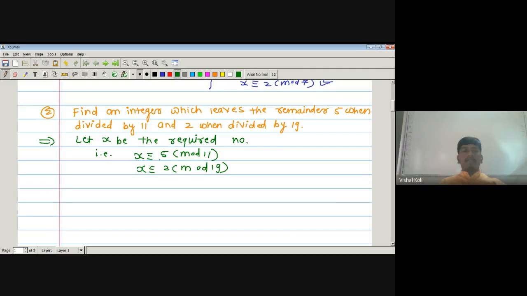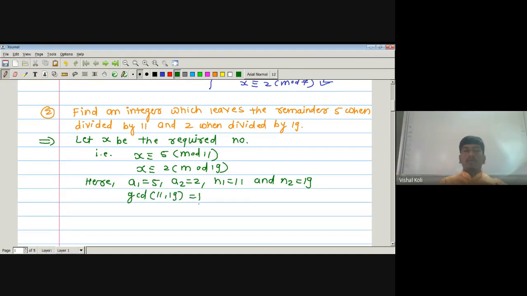Here a1 is 5, a2 is 2, n1 is 11 and n2 is 19, and GCD of n1 and n2, as they are prime, must be equal to 1. So a1 is 5, a2 equal to 2, n1 equal to 11, n2 equal to 19, and also GCD of 11, 19 is equal to 1.